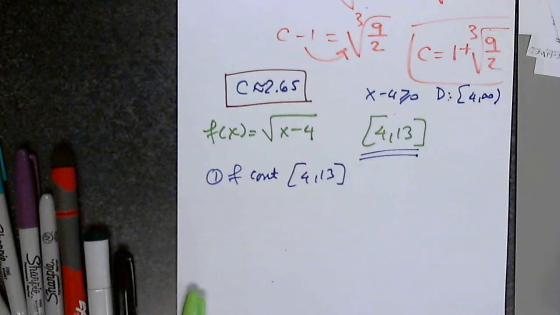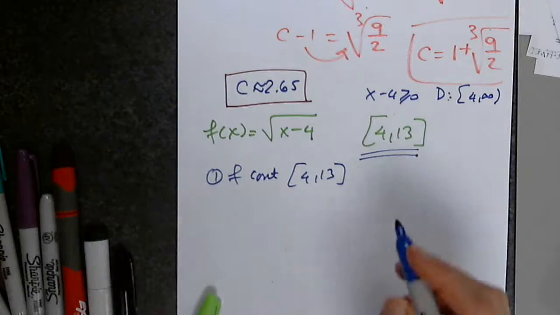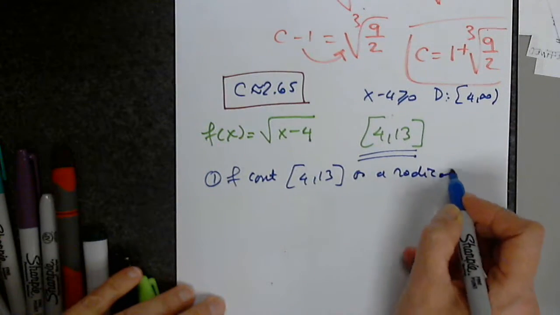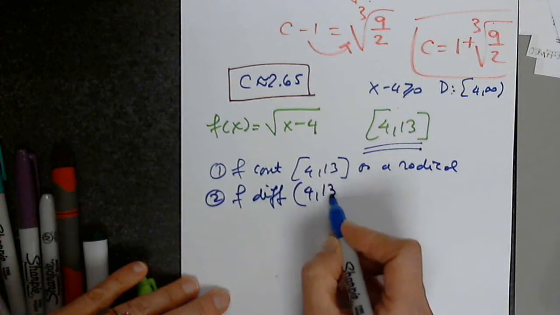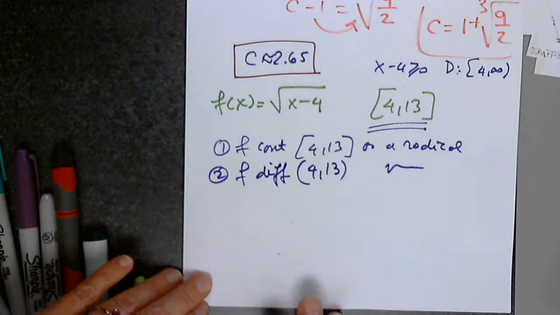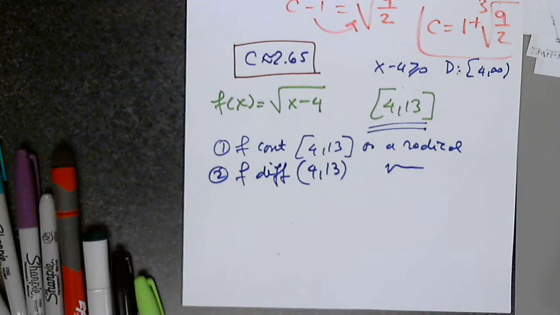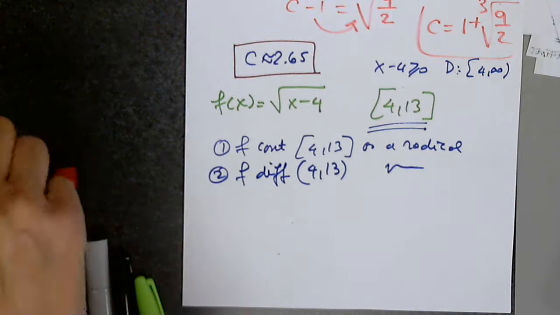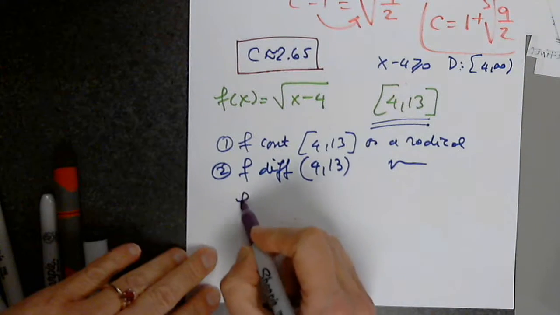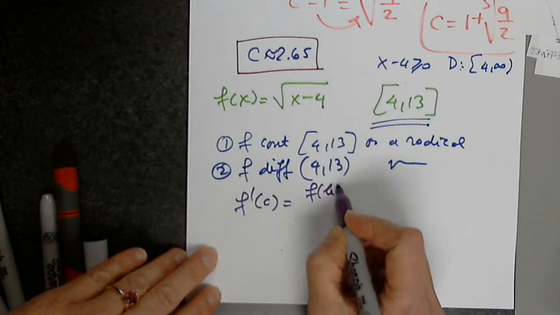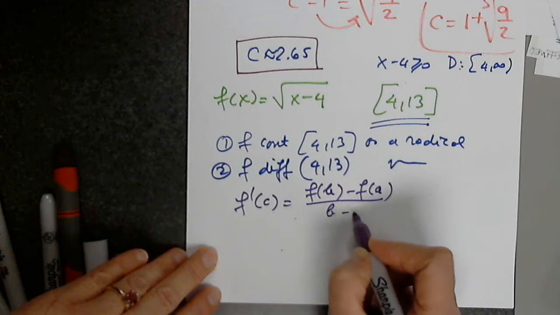I'm quoting the same theorem from chapter 2, in which we know all radical functions are continuous where they are defined as a radical. Number 2, f differentiable on the open interval 4, 13, for the same reason. Now what do I have to write? I have to write the result of the mean value theorem. How do I write it? Can anyone dictate it? It's f prime of c equals f of b minus f of a over b minus a.